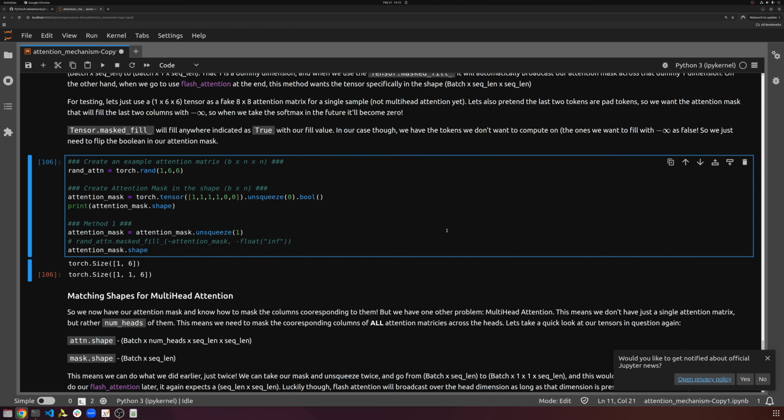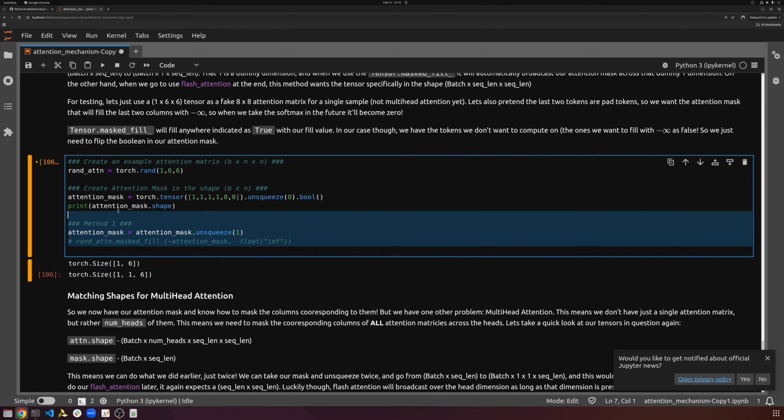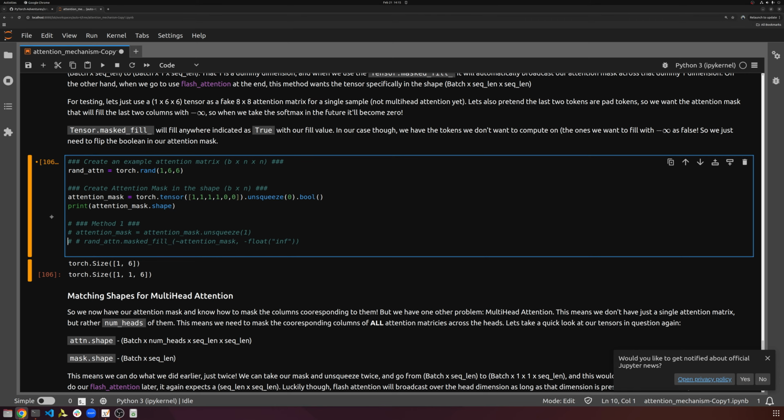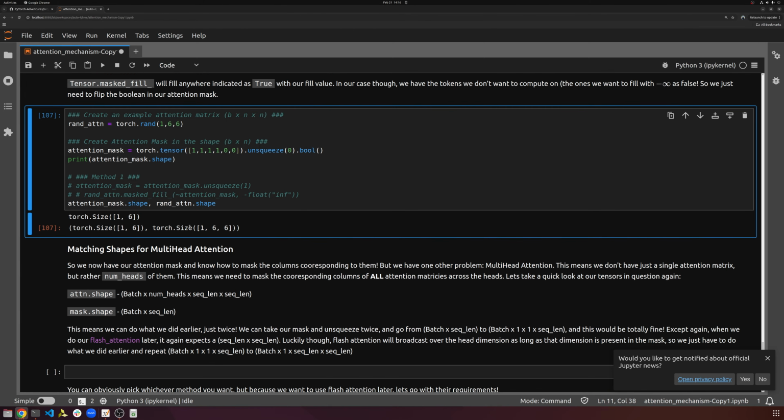When we do flash attention a little bit later, it doesn't want it this way. It explicitly wants, so if we comment out U, if you look at our attention mask.shape and our rand attention.shape, if our rand attention is 1 by 6 by 6, flash attention explicitly wants our attention mask to also be 1 by 6 by 6 because it won't automatically broadcast. So we just need to make sure it'll be the same thing. It's just we need to manually make this 1 by 6 by 6 rather than doing a 1 by 1 by 6 and letting PyTorch broadcast it.